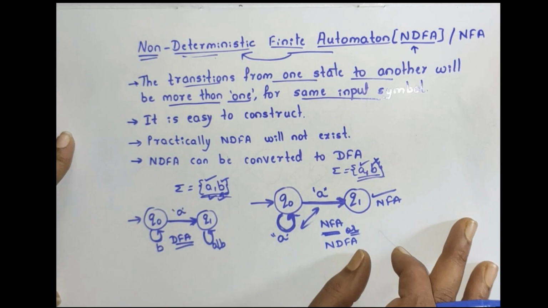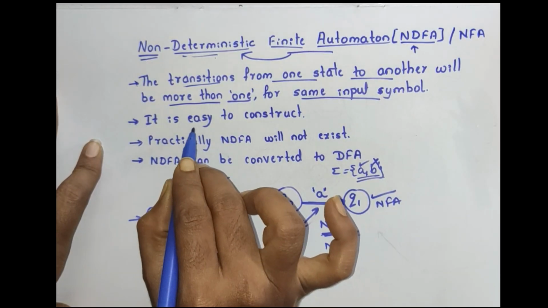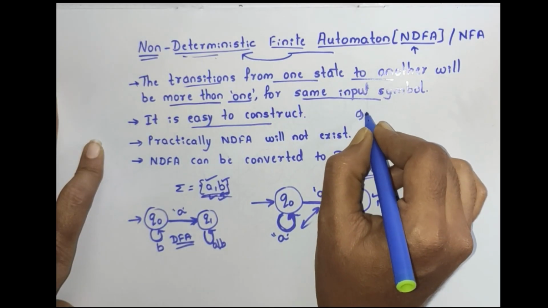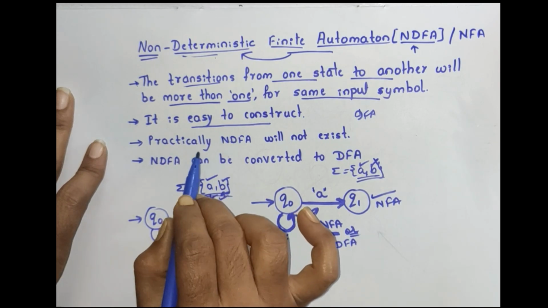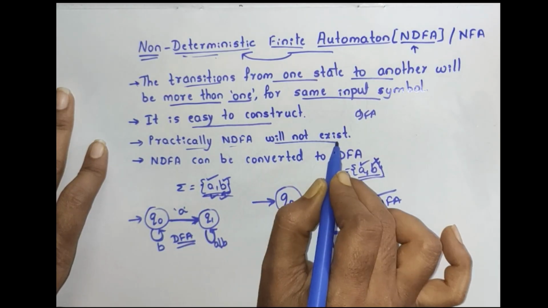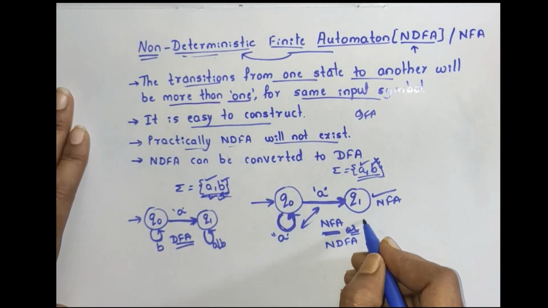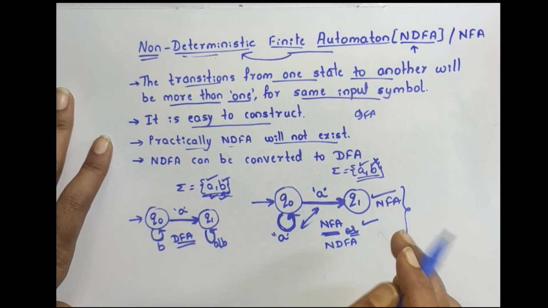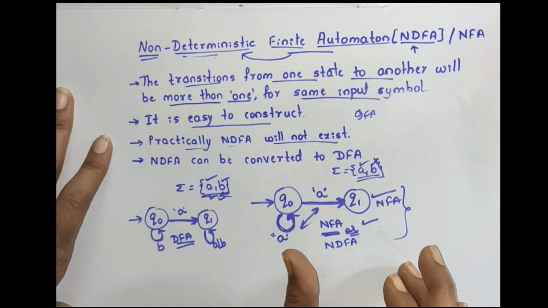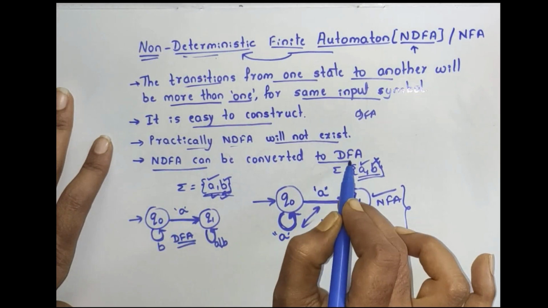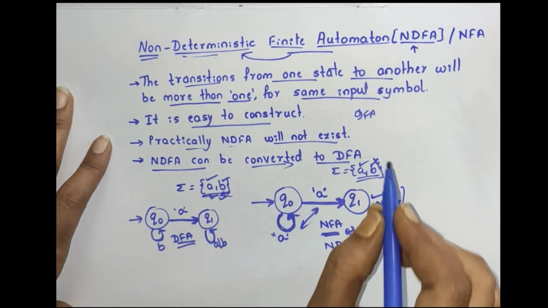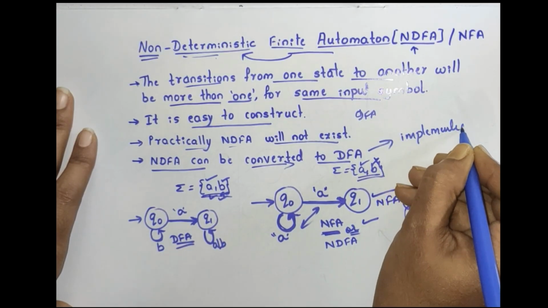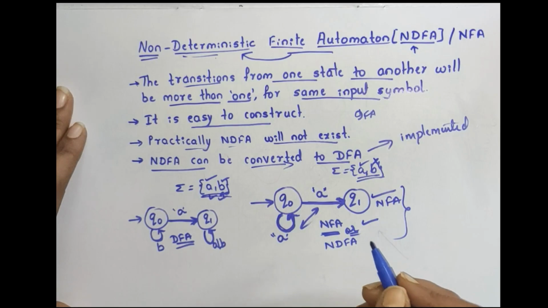Why are we supposed to study this non-deterministic finite automata? Because it is very easy to construct when compared to the DFA. One more thing: practically, NDFA will not exist, so we can't create a practical machine using this NFA. But then what is the use of constructing an NFA? We can solve the condition given for a particular language, and then we can convert this NDFA to DFA. So NDFA can be converted to DFA, which can be implemented in real-time machines. Because of that, we are also interested in learning NDFA.